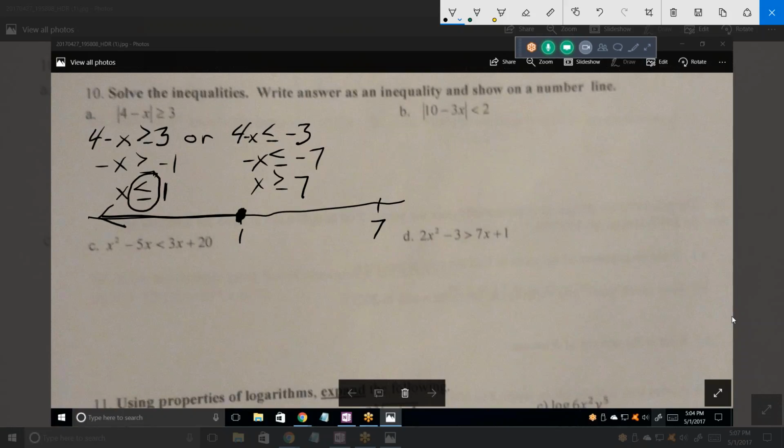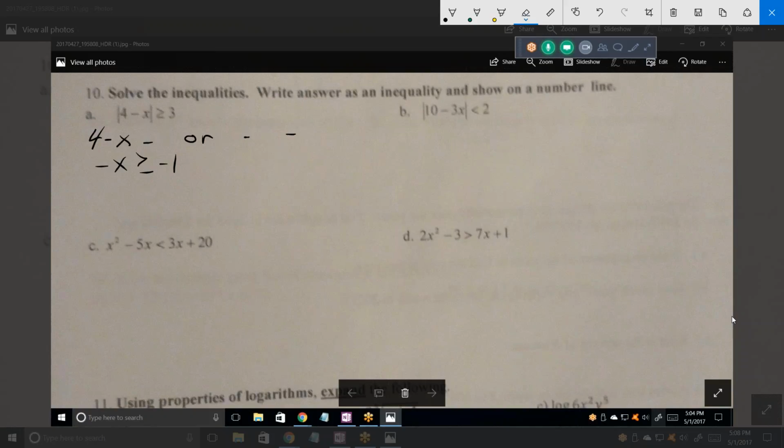It's less than or equal to 1. And then if I go over to 7, again a closed dot, because it's greater than or equal. Which way do I go? To the right. That's how you graph it on a number line. The only thing you really need to know is whether it's an open dot or a closed dot, and that's based on whether it's greater than or equal or not.